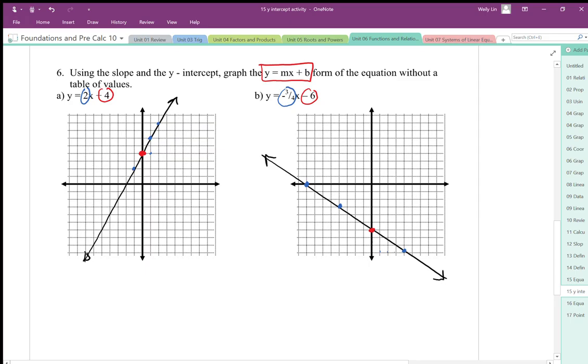Now, this does not mean we don't ever need to make a table of values, but now we have another efficient way to draw these graphs.